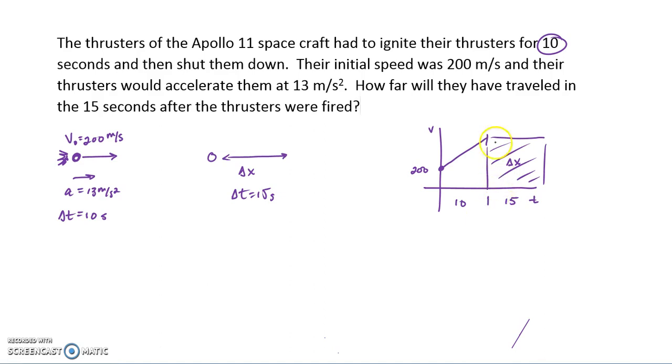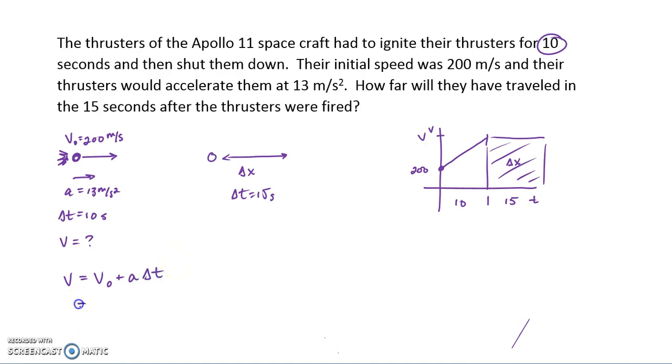So one thing I definitely need to know: if I look at this, I'm trying to find the area of a rectangle. The base would be 15. The height would be, I have no idea. If I can find this velocity, that's going to help solve a lot of my problems. So let's solve for that velocity. I've listed all my givens, and the equation that's going to get me to victory is velocity equals my initial velocity plus my acceleration times my time.